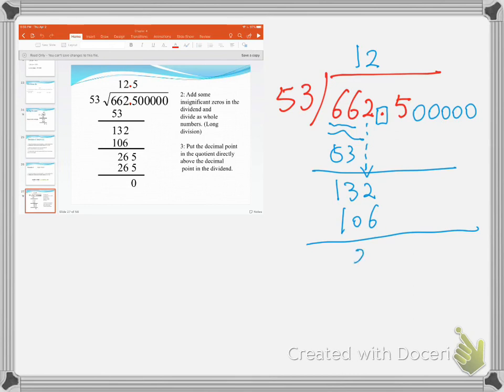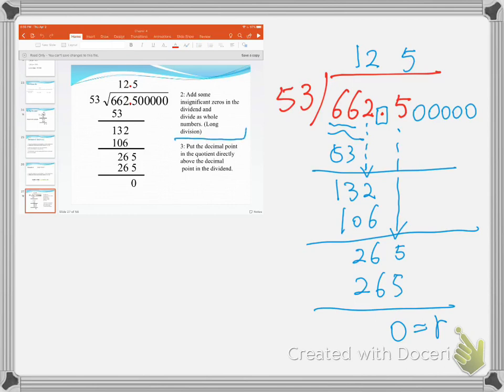Okay, so we do a subtraction. 132 minus 106 is 26. Bring down number 5. 265 divided by 53. We got the quotient 5. And now we got remainder 0. So remainder 0, you stop. So this is step 2. It's a long division, again for integers. We just pretend that there's no decimal points.